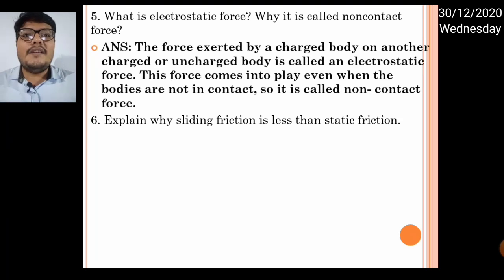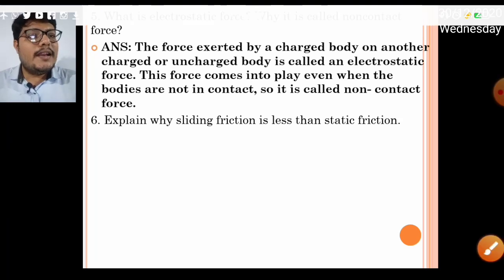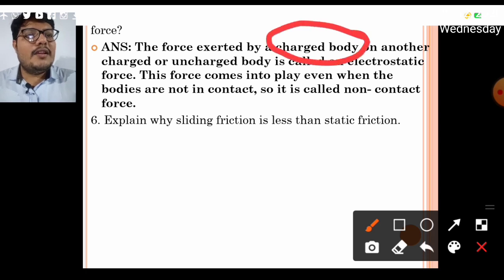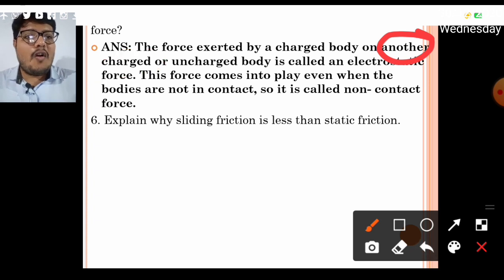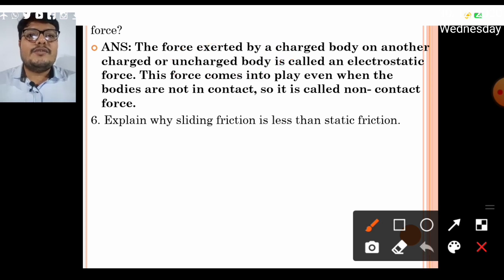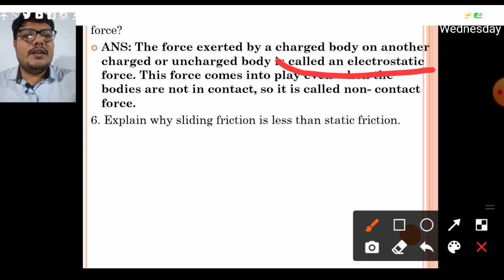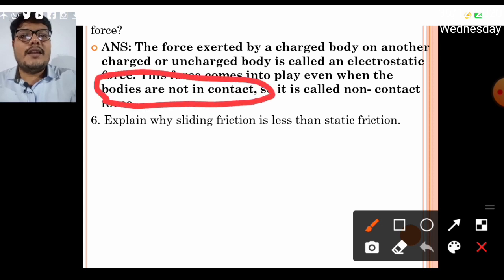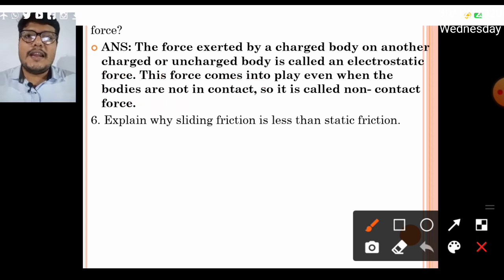So how will we write here? The force exerted by a charged body on another charged body, or another body that is uncharged, right? And this is how electrostatic force works. So this is called electrostatic force. Now this force comes into play when bodies are not in contact. When bodies are not in contact, at that time this force comes into action. So that is why it is known as a non-contact force.